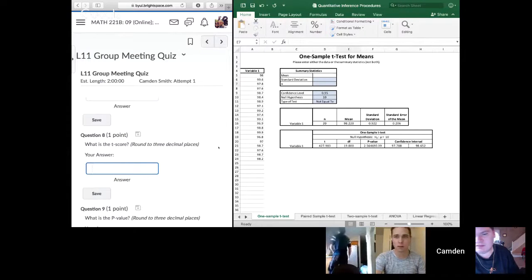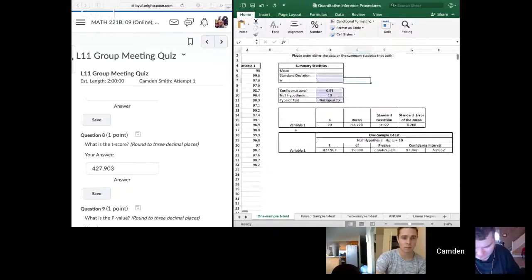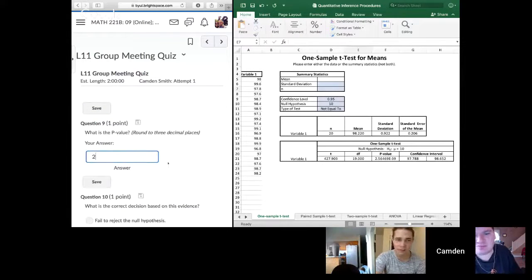T score 427.903. Can everyone see that? This 427. It's pretty simple to use. You just, after you get the numbers in there. The p-value is under variable 1 area. How do you write that? That basically just means 0.000, because e to the negative 39 is a really small number. Do they want zero point something times 10 to the negative 39th power?